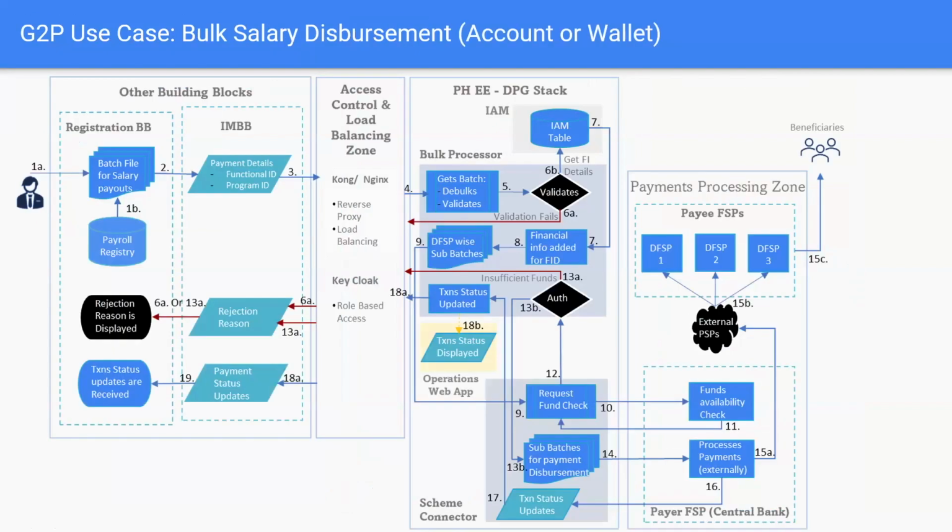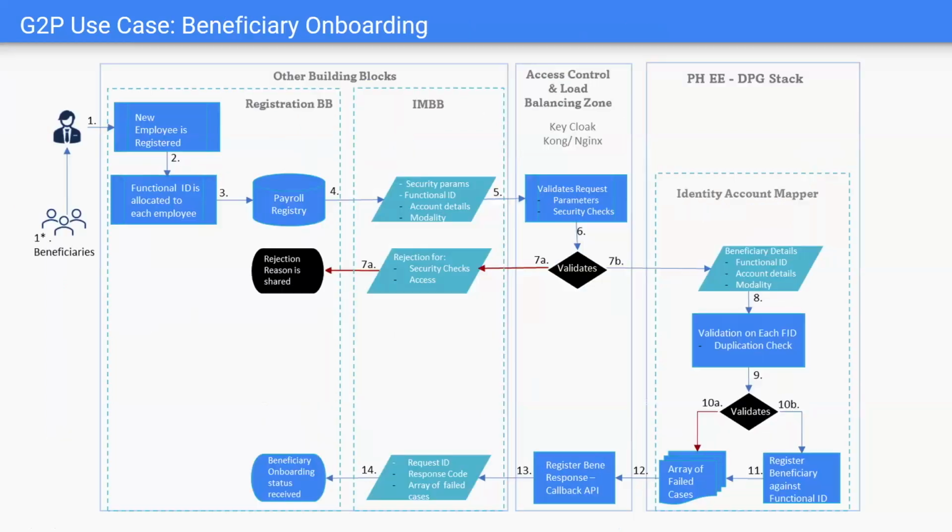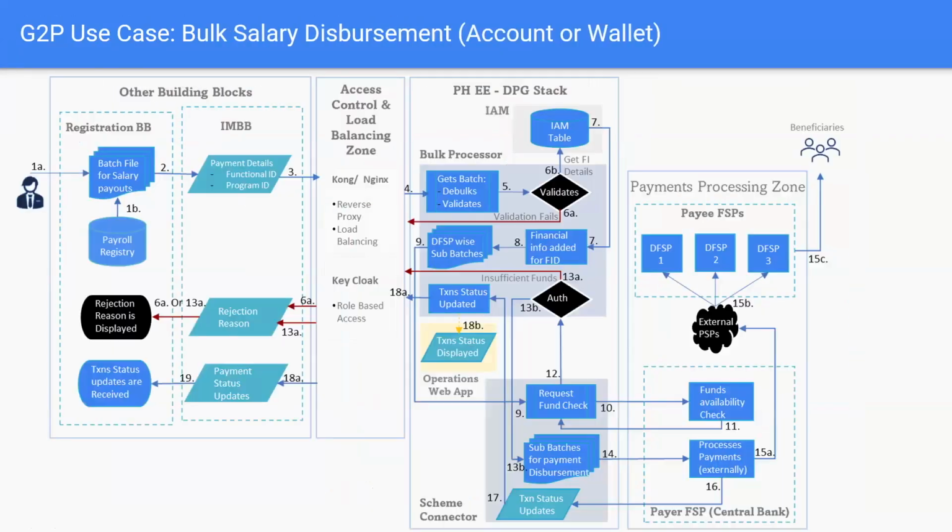Then we come to the next case about the bulk salary disbursement. So we were basically building upon this case. Before salary could be disbursed, the prerequisite is that those beneficiaries, those people, have to be registered in the system. That has been done in our previous use case. Now at a future date, the people have to be paid, the beneficiaries have to be paid.